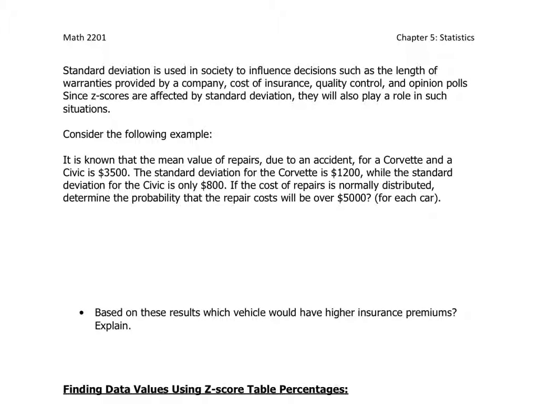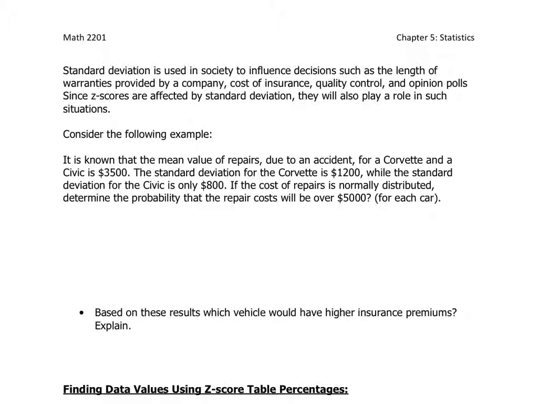So consider the following example. It is known that the mean value of repairs due to an accident for a Corvette and a Civic is $3,500. The standard deviation for the Corvette is $1,200, while the standard deviation for the Civic is only $800. If the cost of repairs is normally distributed, determine the probability that the repair cost will be over $5,000 for each car.